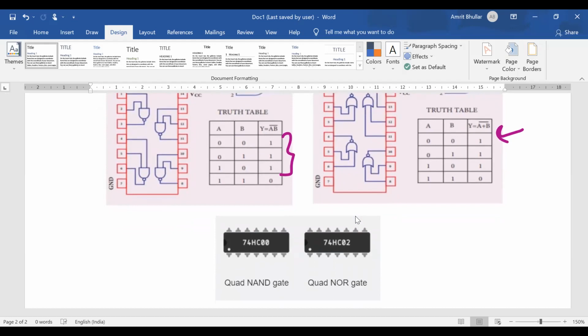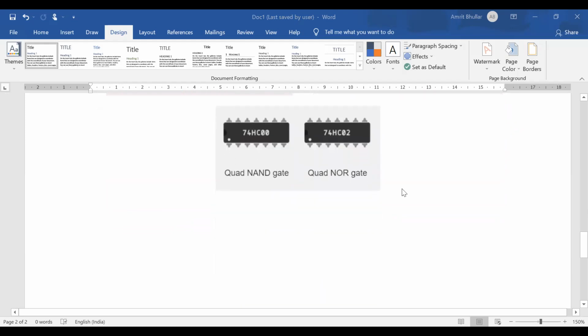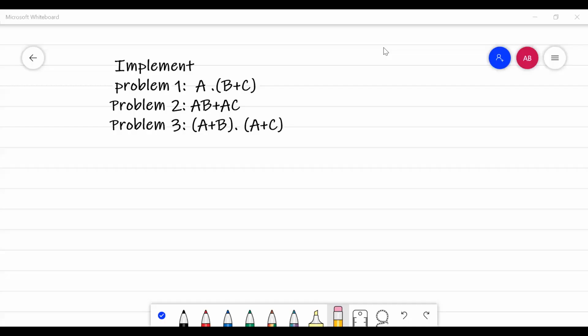So now we are going to define the problem and then we are going to design them using our Tinkercad. So now let's move on to our Tinkercad. Now we are going to solve three problems.